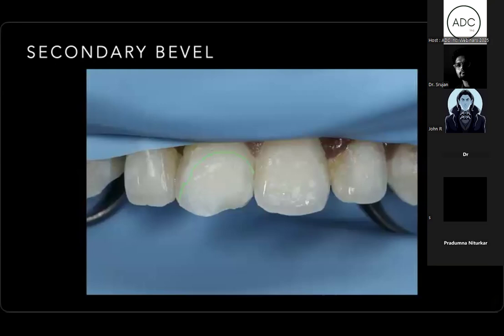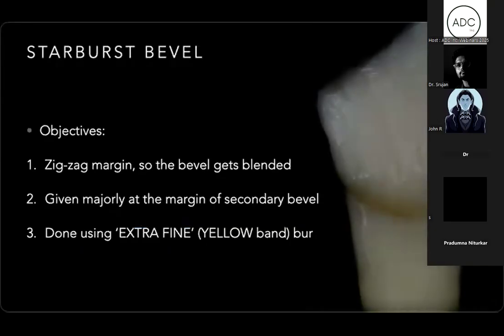This is roughly how much of secondary bevel I've given. Can you make out where the margin exactly is? Can you pinpoint it? No, right? And in case you can, or in some cases, sometimes you just can, that is where your starburst bevel comes into consideration. It's not a bevel which you have to give every time, but if the secondary bevel is seen, then you can just add a zigzag margin at the margin of secondary bevel so that it gets blended even further.